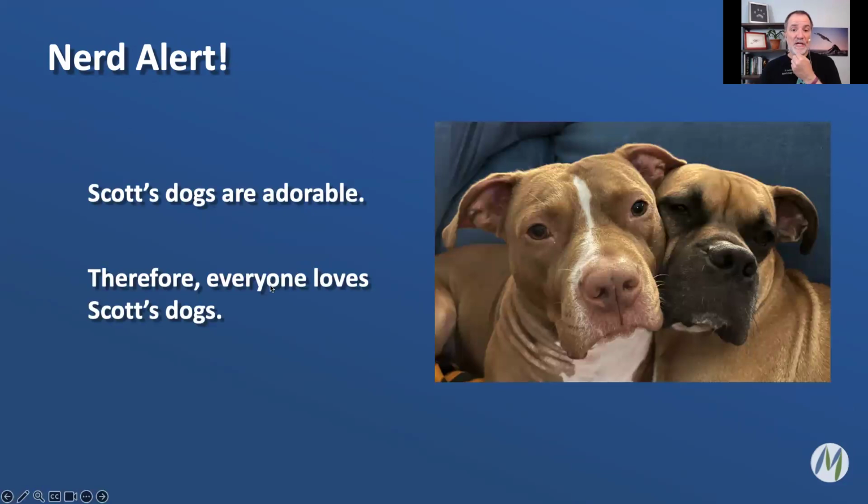Therefore is a conclusion indicator. So, for example, this therefore indicates that there is an argument. Here's an example. Scott's dogs are adorable. Yes, these are my two dogs. Scott's dogs are adorable. Therefore, everyone loves Scott's dogs. That's an argument. So when you see this conclusion indicator, therefore, this conclusion may or may not be true.